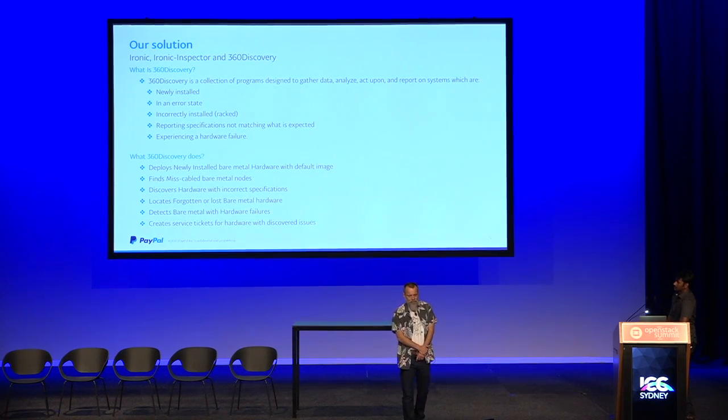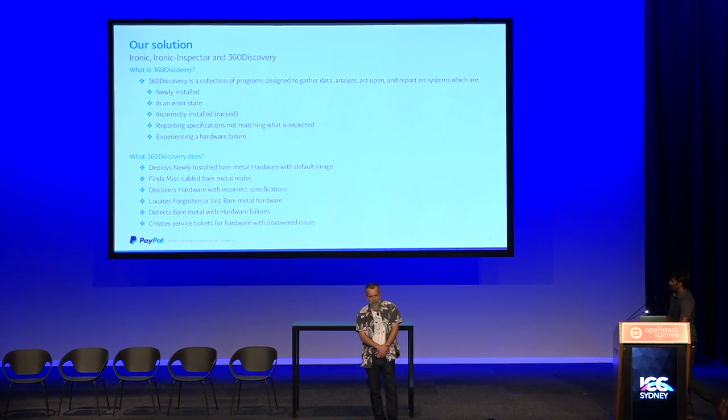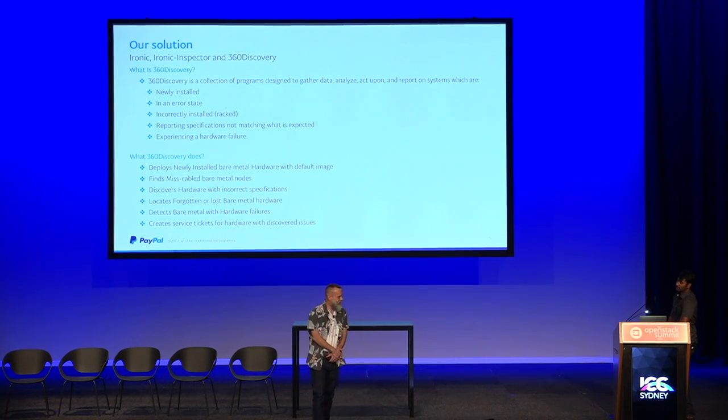What it really does is deploy the newly installed bare metals to the default image. It finds the miscabled bare metal nodes, and we are going to go through how we are finding those. It discovers hardware with incorrect specifications, and it locates forgotten or lost bare metal hardware, mostly because the CMDB has it but it's actually not seen in the infrastructure. It detects bare metals with failures, and it creates tickets whenever there is a need for manual intervention for cabling and so on.